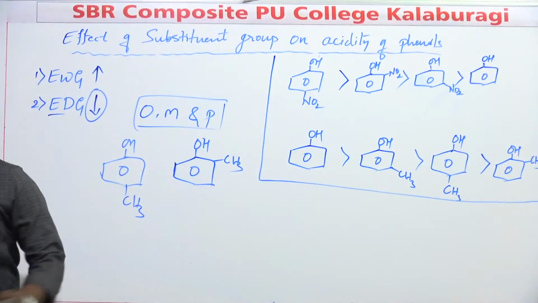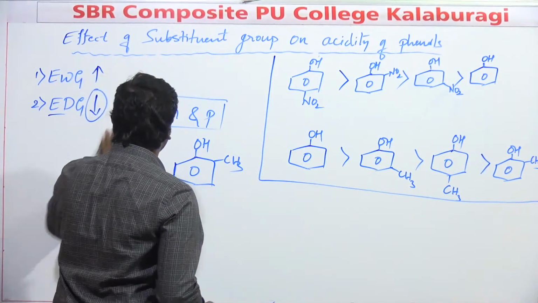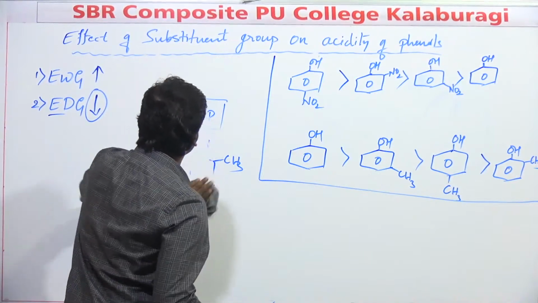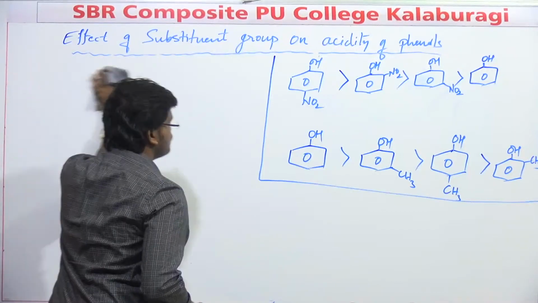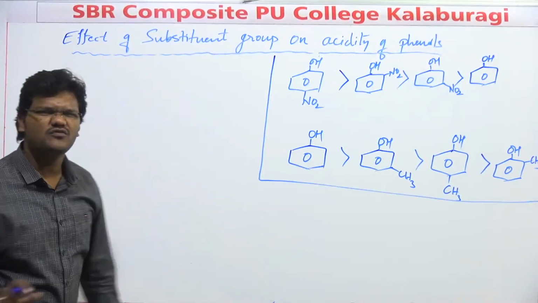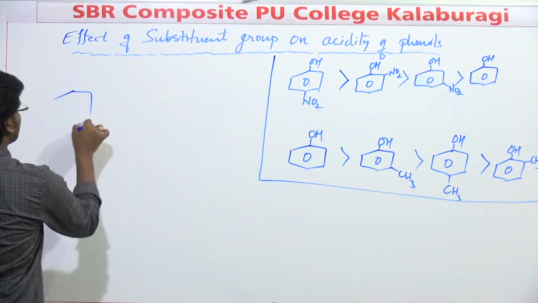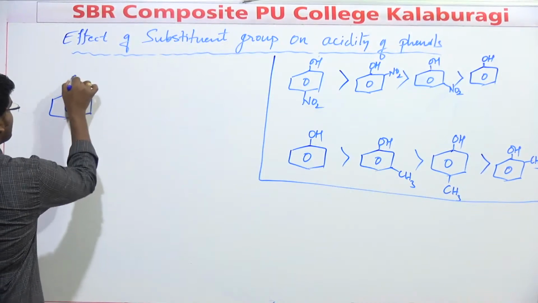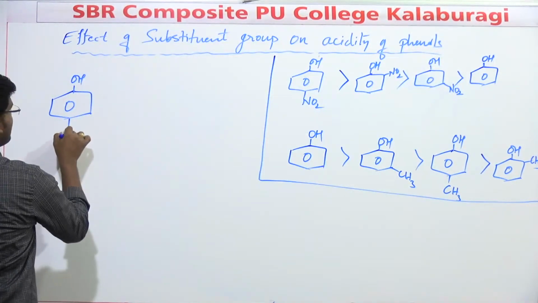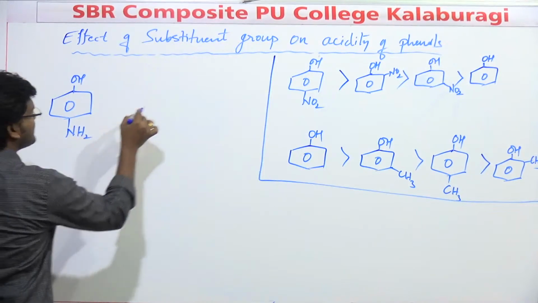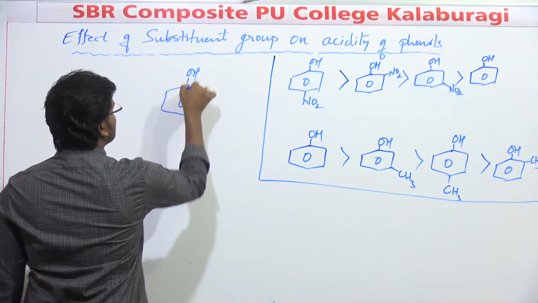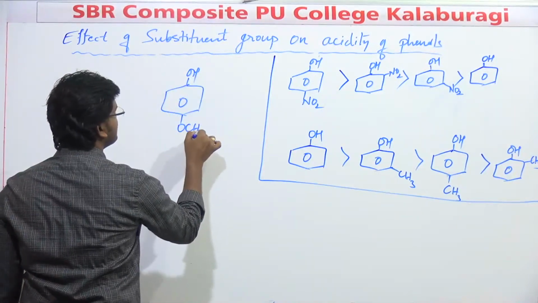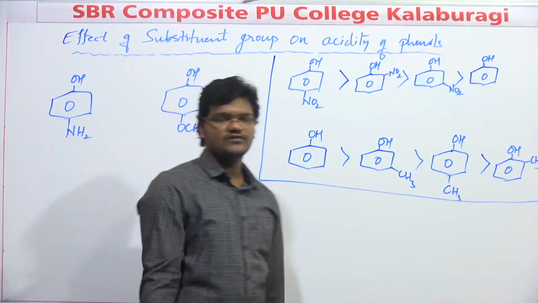Then we can also compare NH2. NH2 is also an electron donating group. Imagine I'm having aminophenol, or else you can say methoxyphenol. Phenol with OH, aminophenol or methoxyphenol. Right?